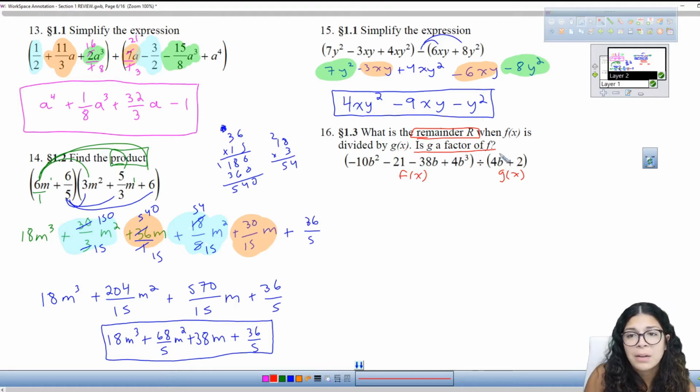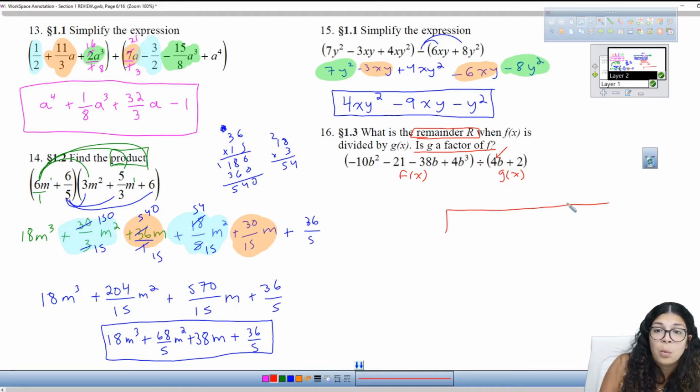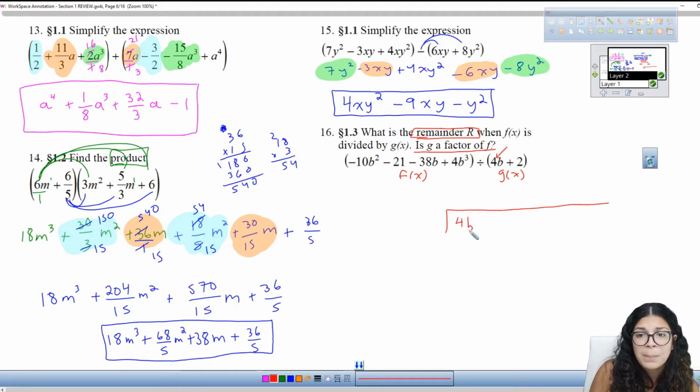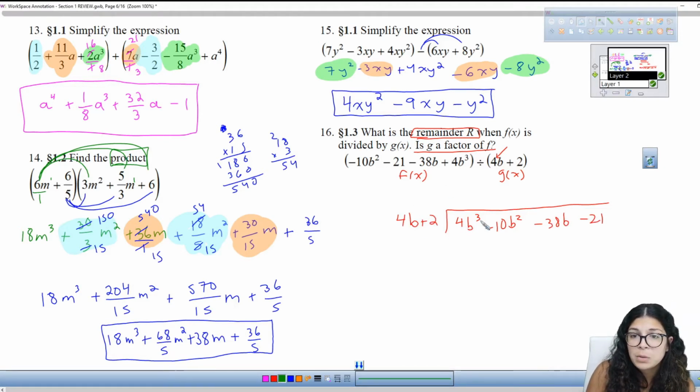Okay, so I'm dividing. Now the coefficient is not 1. I could divide by 4, but then I'd get a fraction here. If I divide by 4 here, I get a fraction. If I divide by 4 here, I get a fraction. So instead of having a bunch of fractions and dealing with that for synthetic division, I'm just going to go with long division. Okay, now remember, you do need to have the terms in order. So when I write it, I'm going to write it as 4b cubed, then negative 10b squared, then negative 38b, and then negative 21. And I'm dividing that by 4b plus 2. Okay, so 4b multiplied by b squared will give me 4b cubed.